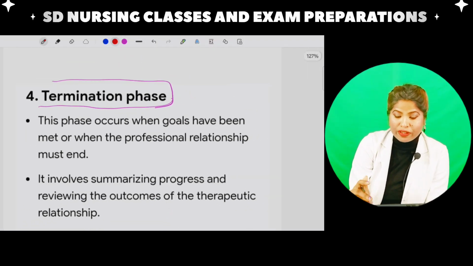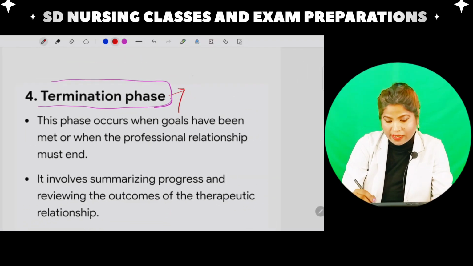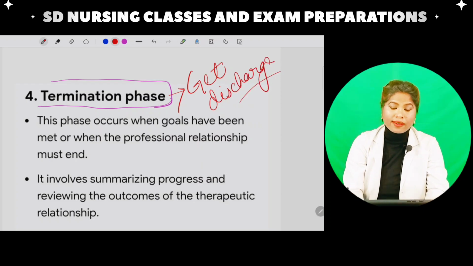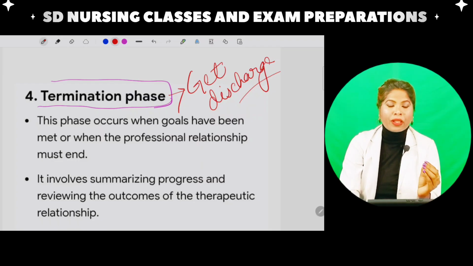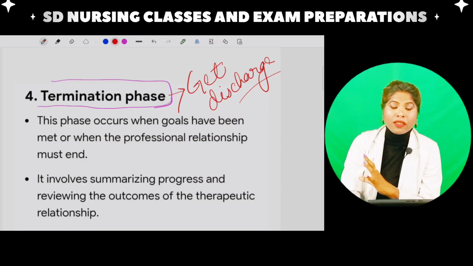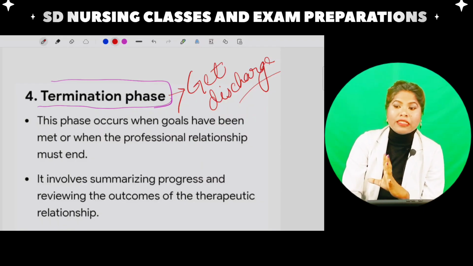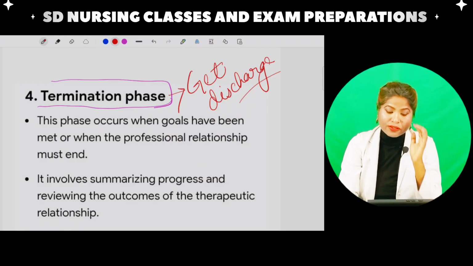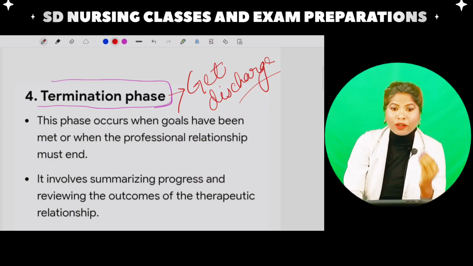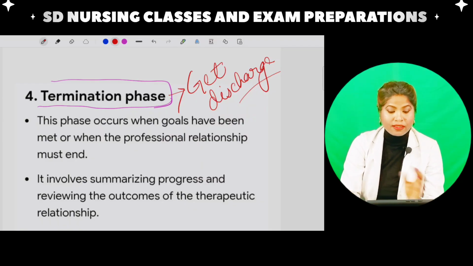This is the last phase, when the patient gets discharged. So this is the fourth phase, when your goal and your plan have been approved and done. So everything has been completed. In this phase, finally the patient is recovered and going home. So this is the fourth phase.